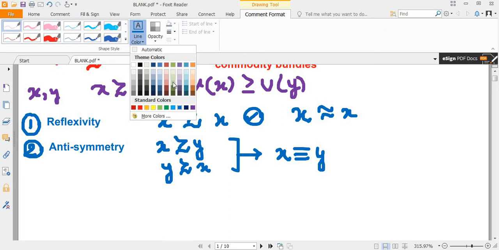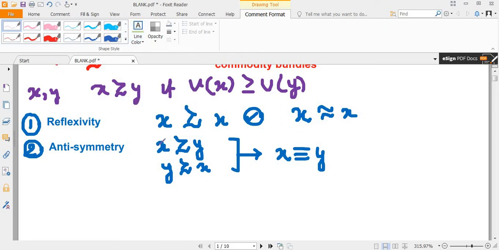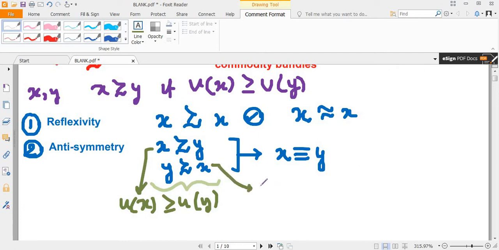So now let us justify whether this is true or not. Suppose X is weakly preferred to Y and Y is weakly preferred to X. Essentially the first one means that, this is a bit light color, let me just darken it a little bit, so from the first relation we have utility of X is greater than or equal to utility of Y, and from this relation we have utility of Y is greater than or equal to utility of X.